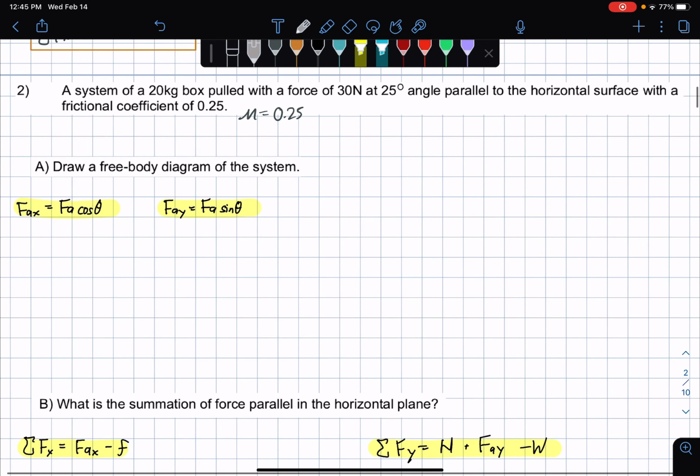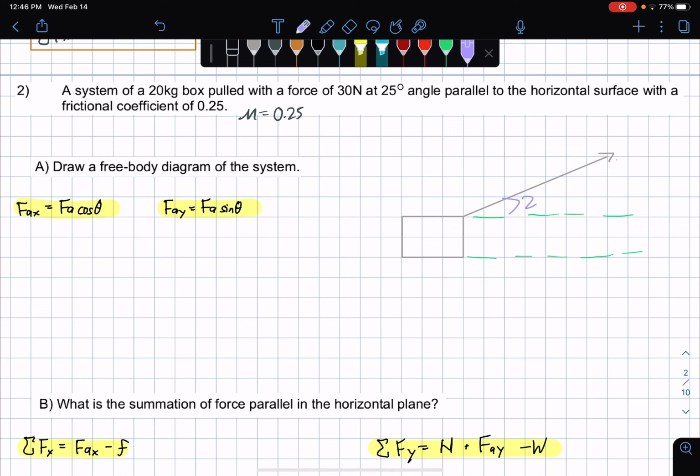Okay, so number 2, a system of a 20 kilogram box with a force of 30 newtons at 25 degrees. So pull, the arrow will look like this, and we have a surface. The angle is 25 degrees. The force, this is Fa, that's equal to 30 newtons. What's the mass? Mass is equal to 20 kilograms. And the horizontal surface frictional coefficient is 0.25. It's good to have it there.